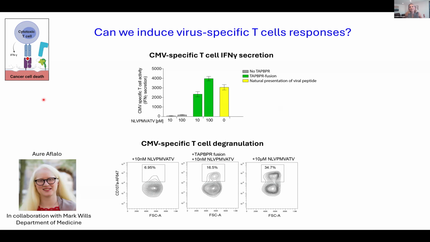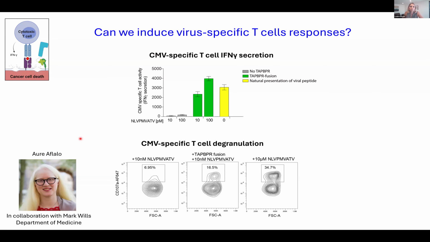If these fusion proteins are acting as we hope they are, the next functional consequence should be the activation of viral-specific T cells by the tumours. And that's what Orr saw when she went on to perform some T cell assays using CMV-specific T cells in collaboration with Mark Wills in the Department of Medicine at Cambridge.